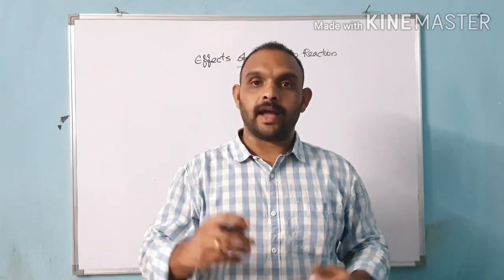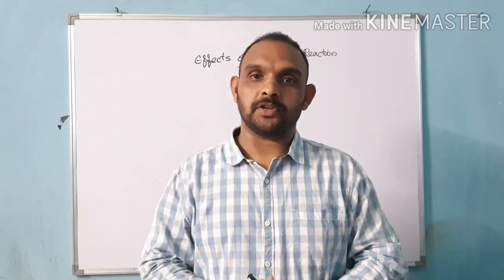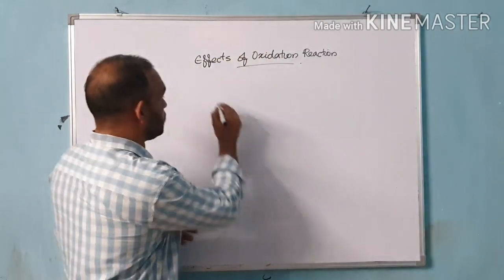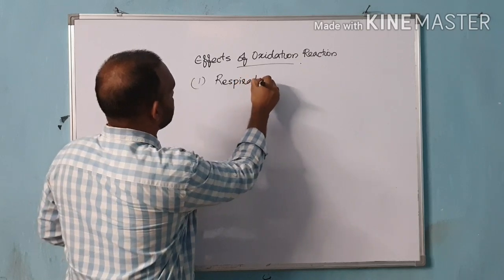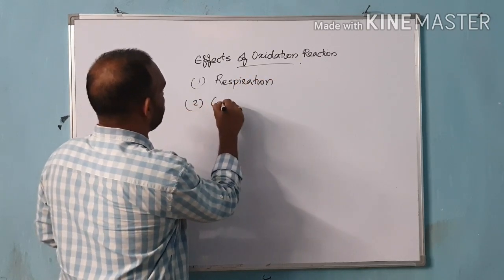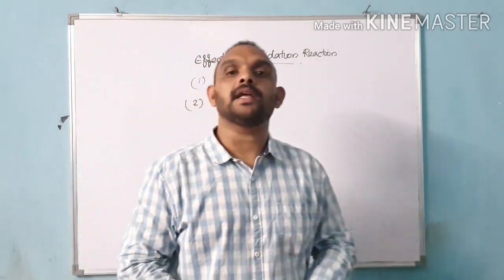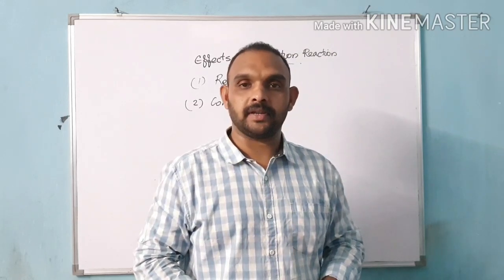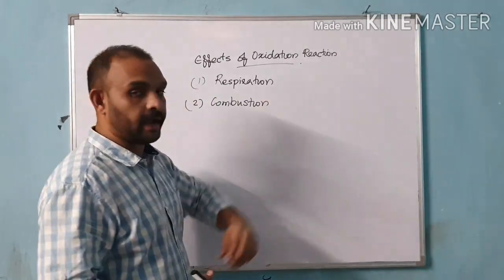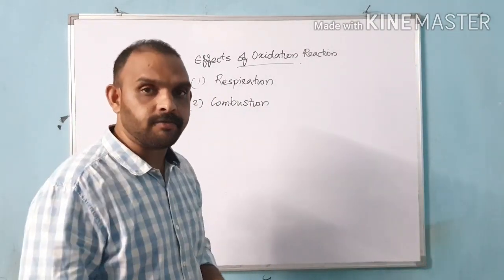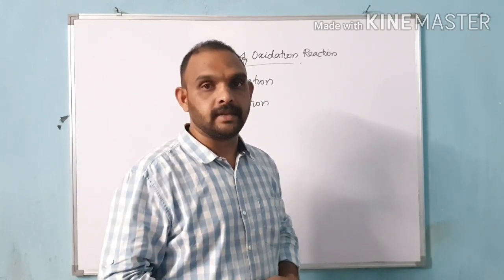Another common example of the effect of oxidation is combustion. We have seen that the first useful one is respiration and another one is combustion. Combustion means burning. Burning of fuels is called combustion. So these are the two useful effects of oxidation reaction. Now we have to study two undesired effects of oxidation reaction. Let's see what they are.